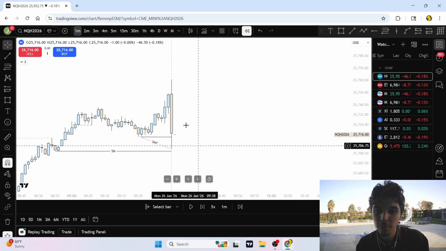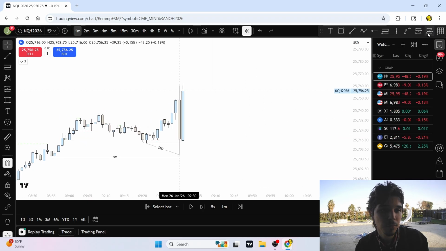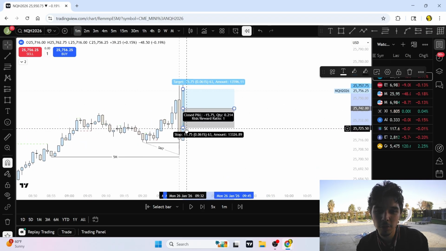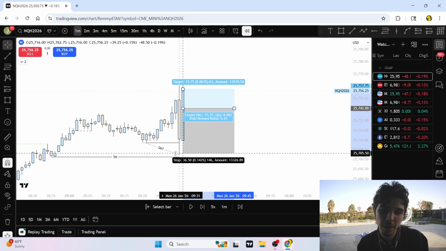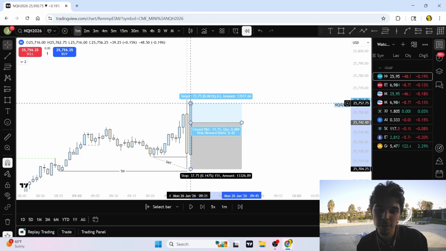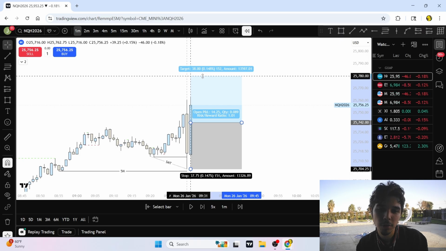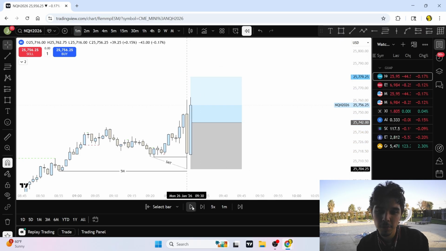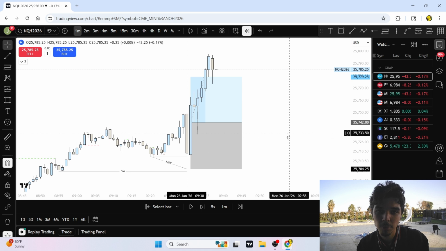What do we end up getting? We end up getting a rejection right here. Awesome. There was a 30-second in here. I think it closed somewhere right here. You can either utilize this candle or all the way down here towards the SMT, and then you can aim for a 1-to-1 if you want. Here's a 1-to-1. Let's see how this plays out. Boom, and it ends up smacking TP.